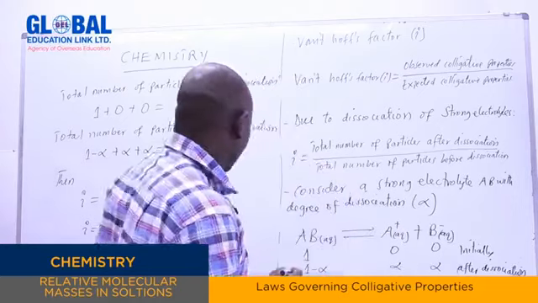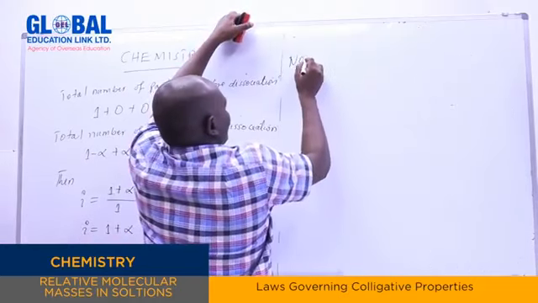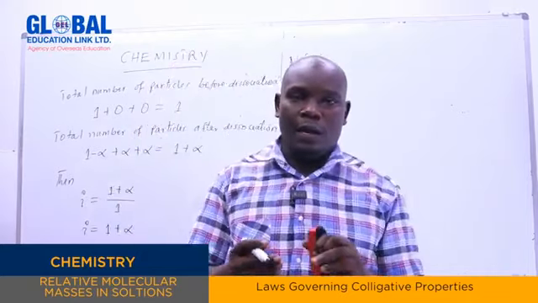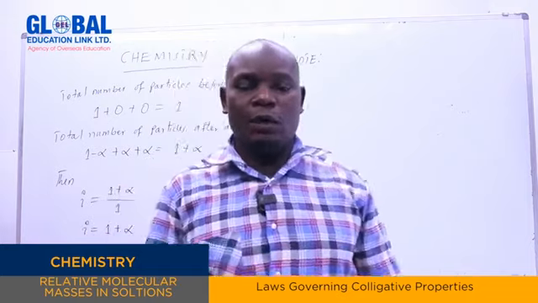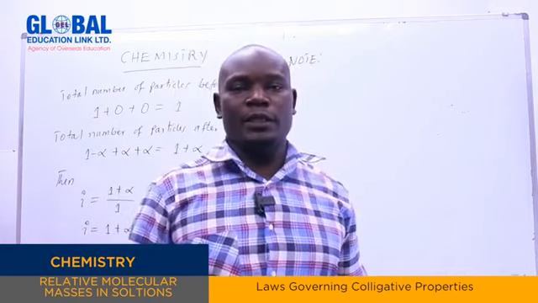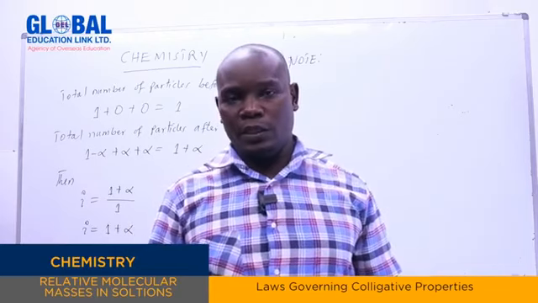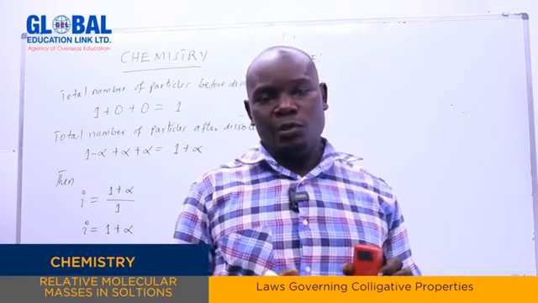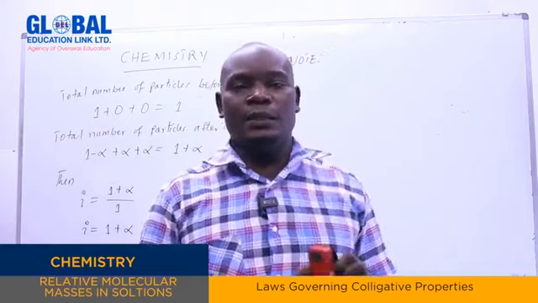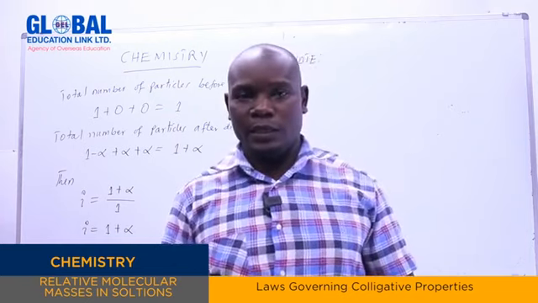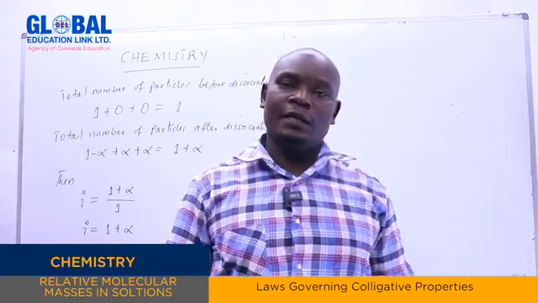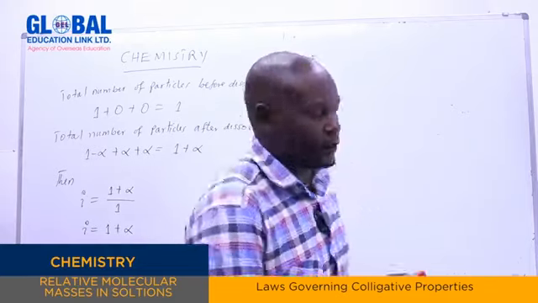And mind you that if the Van 't Hoff's factor obtained is greater than 1, it means that the solution will be undergoing dissociation. But if the Van 't Hoff's factor I obtained is less than 1, it means that the solution will be undergoing association. And if I is equal to 1, then there is neither dissociation nor association.